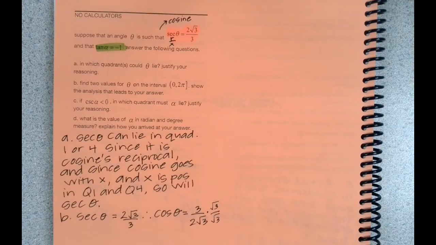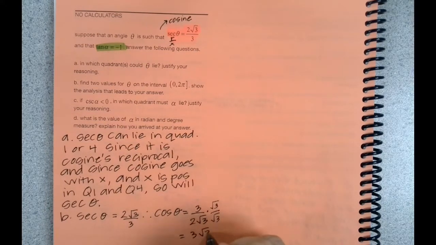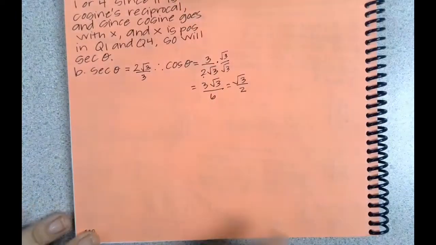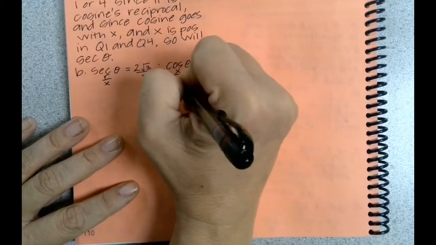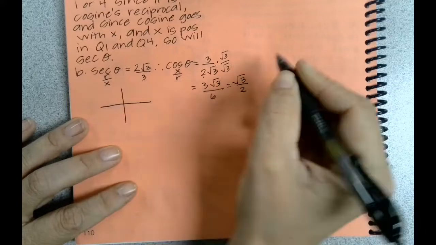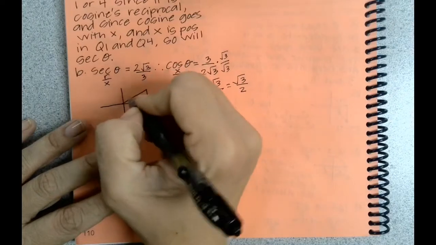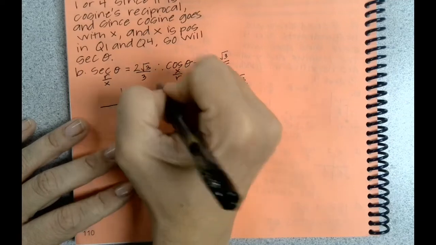So if I multiply both of these by root 3 over 3 to rationalize, I get 3 root 3 over 6, because this is 2 times 3, which actually simplifies to root 3 over 2. So that's really helpful, because that's telling me that the x-coordinate of the triangle is positive root 3 over 2. So again, that secant was r over x, so this is x over r. So where are the two places that the cosine is positive and has an x value of root 3 over 2? And that's going to happen in both of these triangles.